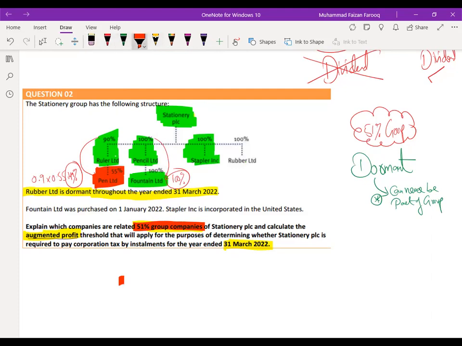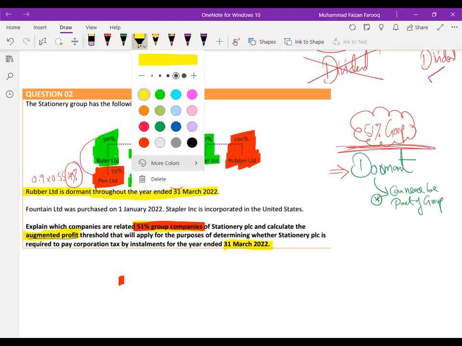Why? Sir, the percentage is above 51, it's part of the group. But there is an exception: in the group, a dormant company can never be part of the group. Any questions? No questions. One more thing I need you to read.